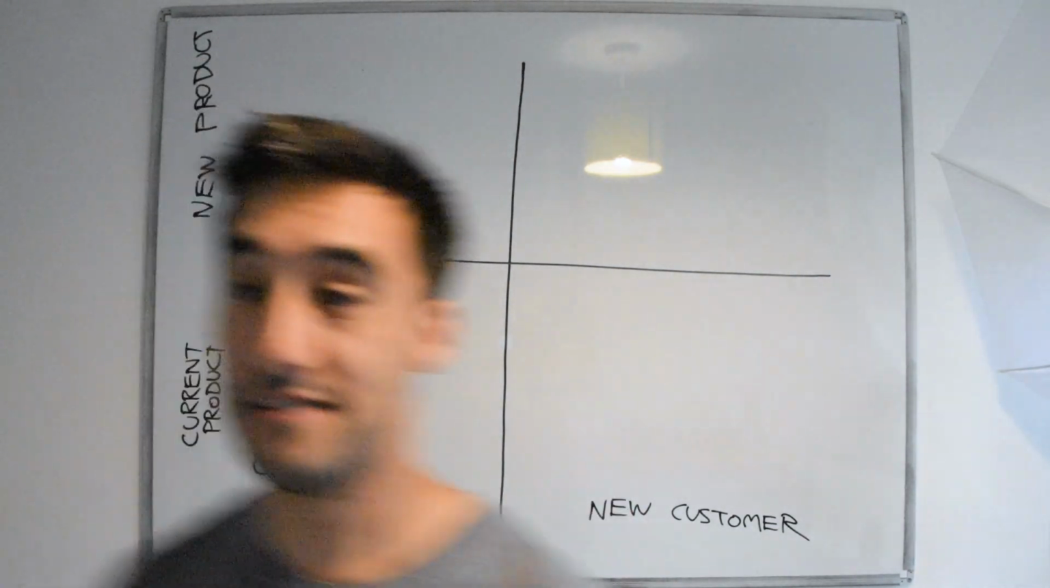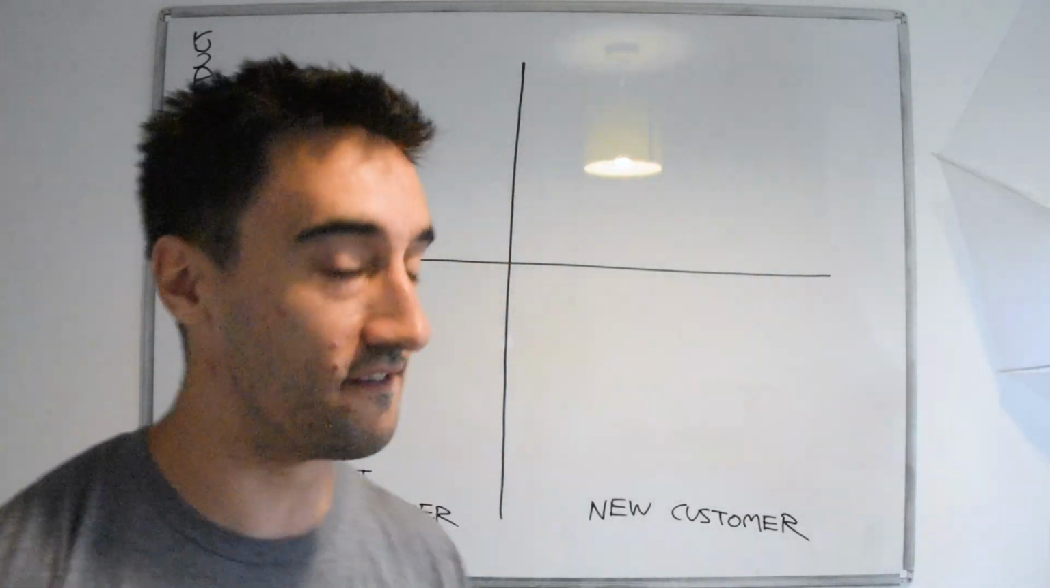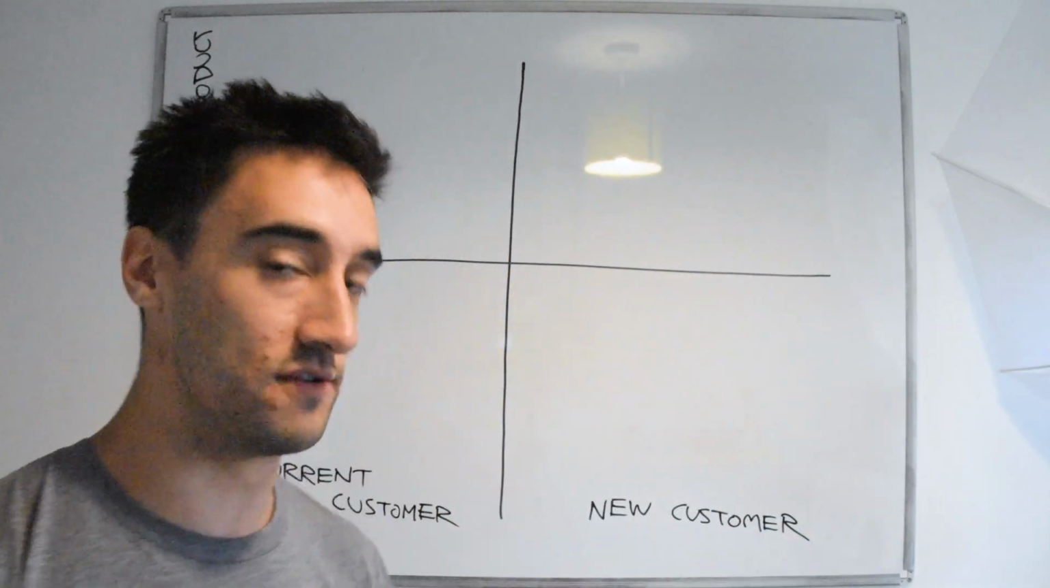So this here is the customer product matrix. Let me know in the comments below if you've seen this already. It's a very, very simple little quadrant area, a bit like Gartner's magic quadrant, very simple.